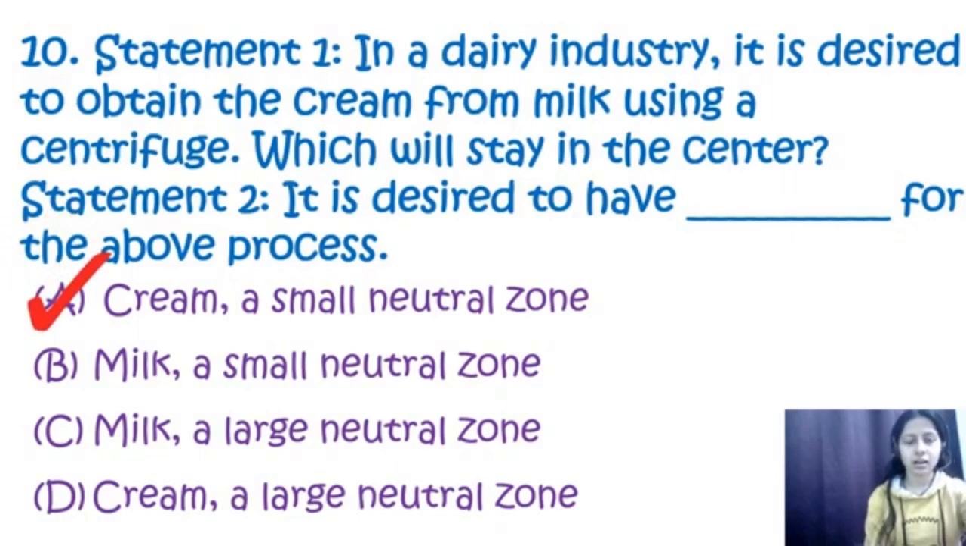Actually, this option, that is cream and a small neutral zone, is correct, since the neutral zone area should be towards the periphery of the applications, like in a clarifier, where the components are to be separated, the denser particles like dust or any other extraneous matters should be towards the periphery. So the correct answer will be option A, that is cream and the neutral zone.